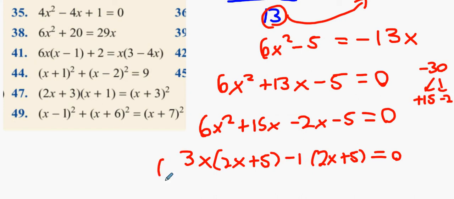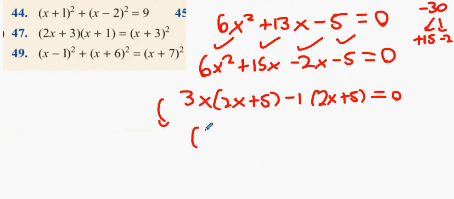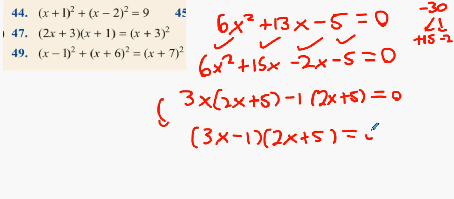Before I move on, what do I do? How do I double check? 3 by 2x, 6x squared, 3 by 5, 15x, minus 1 by 2x, minus 2x, minus 1 by 5, minus 5. Every time. Okay? Took 5 seconds. After that then, 3x minus 1 into 2x plus 5 equals 0.